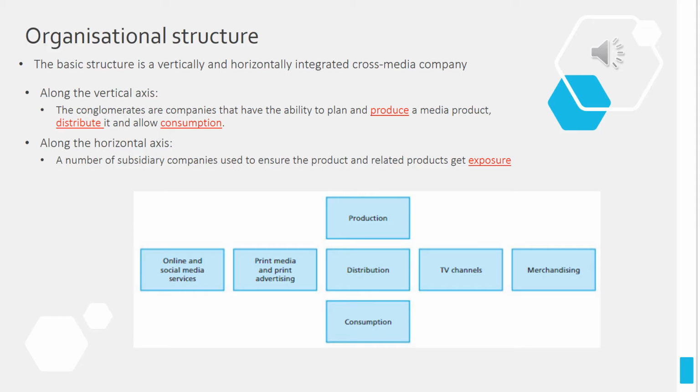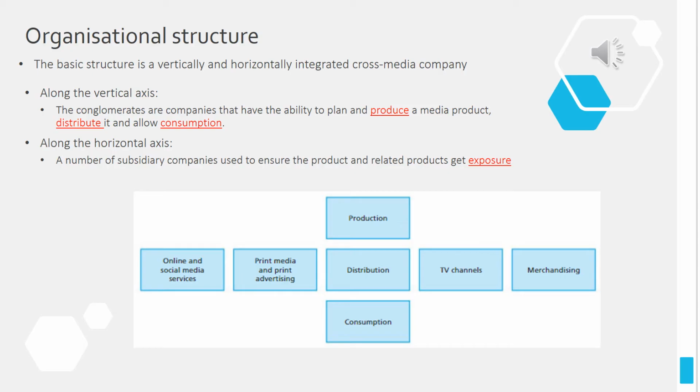Along the vertical axis, the three boxes going down, this shows the conglomerates basically have the ability to plan and produce a media product. They can also distribute it, and they can also allow consumption, so they can get it out there and display it in some way. For example, someone like Netflix, they are technically producing their own films because it says Netflix produced. They are distributing it by showing it on their own Netflix platform, and they're allowing consumption because people who buy Netflix or have their subscription can see it.